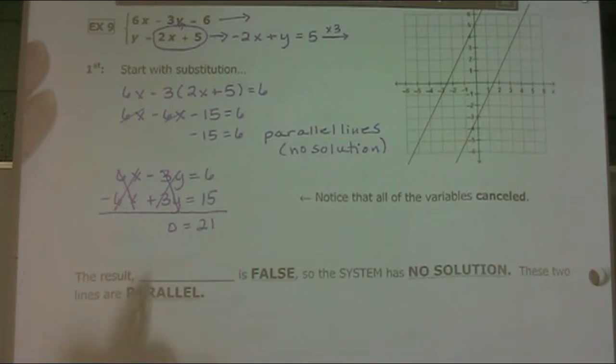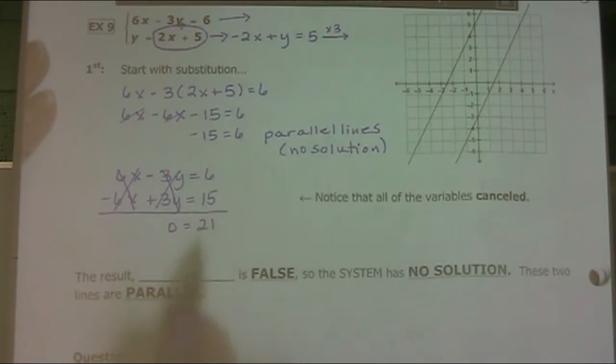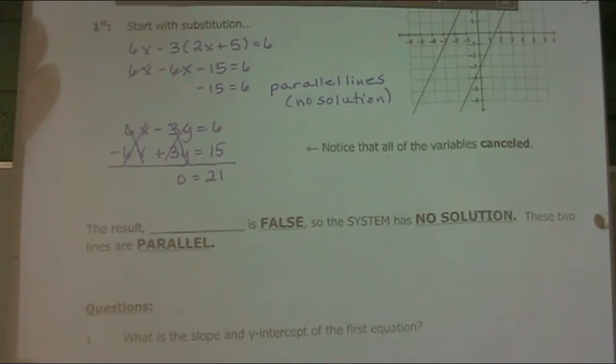All right, so the result that we got, it's either here or here. Negative 15 equals 6, which is false, or 0 equals 21 is false. The system has no solution. These two lines are parallel.